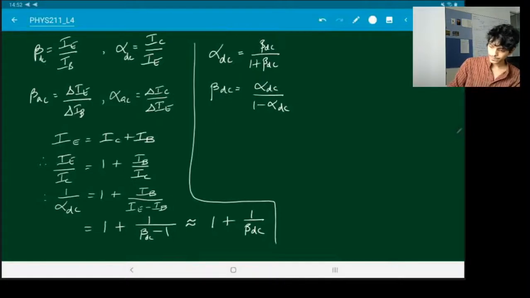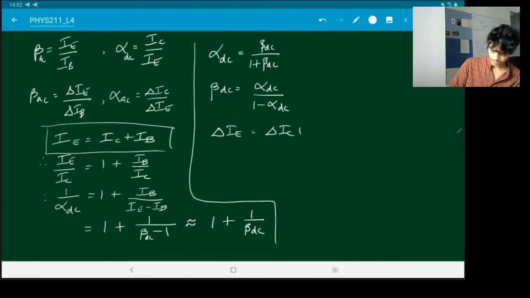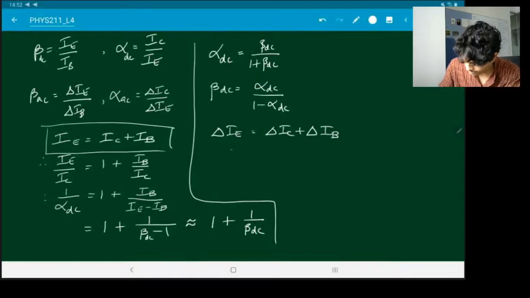Now, in the same way that we wrote IE is IC plus IB, also delta IE is delta IC plus delta IB. And then the exact same derivation follows. And from that, you get the same relations but for the AC alpha and beta as well.